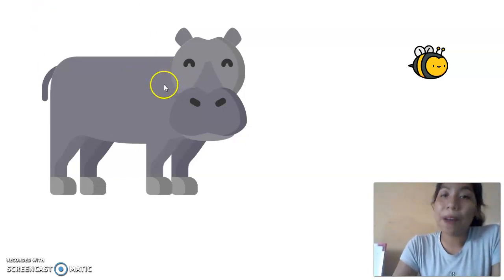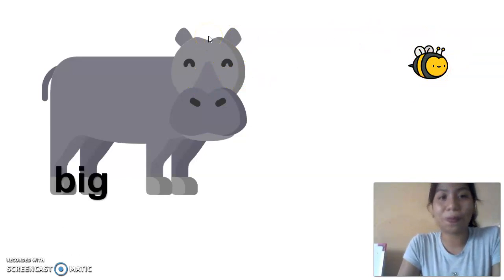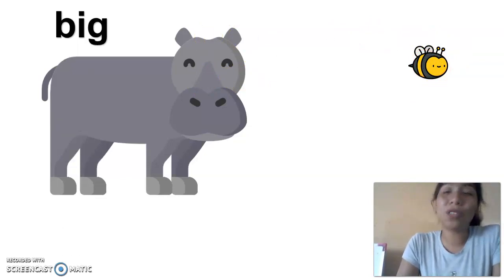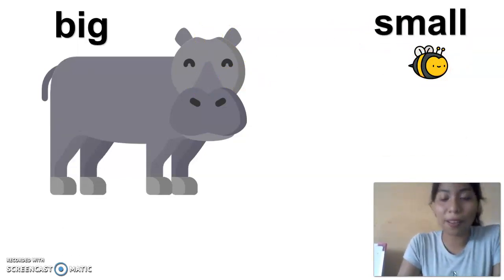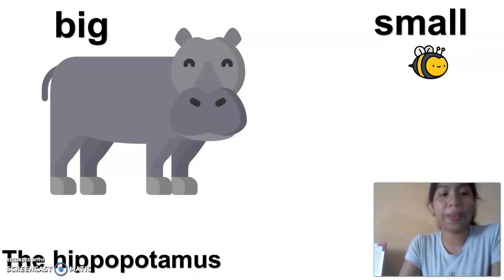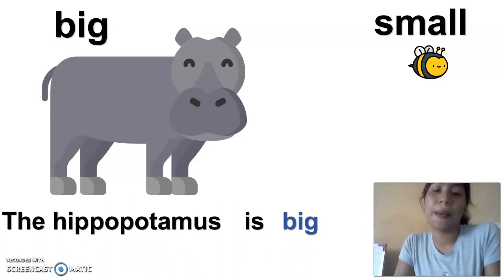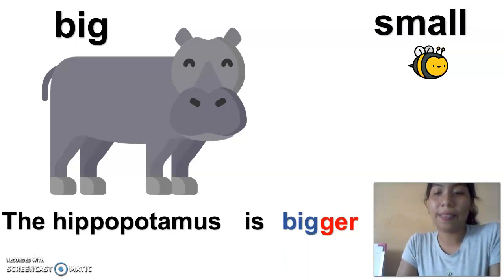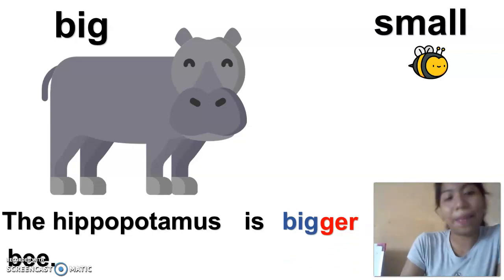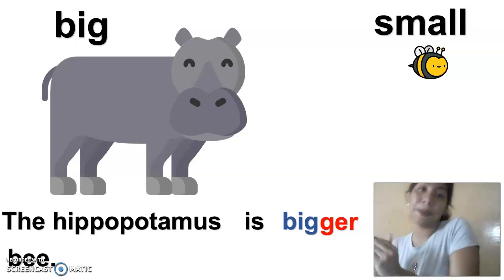Now we have this first example. We have a hippopotamus and a bee. These animals are different, of course. The hippopotamus is big and the bee is small. So how could you compare this? This way. The hippopotamus, verb to be, is bigger than the bee. The hippopotamus is bigger than the bee.